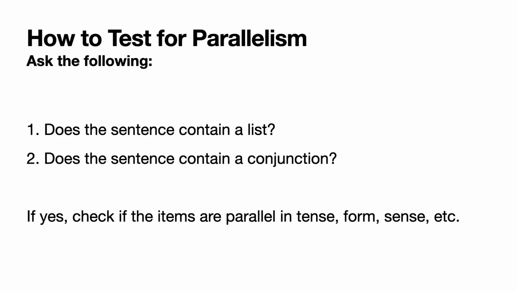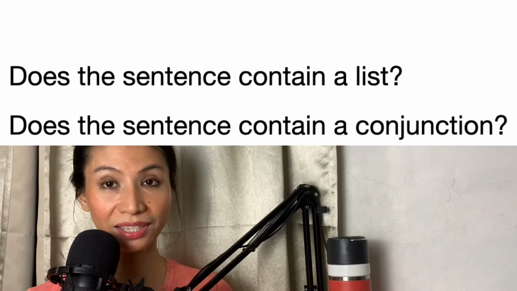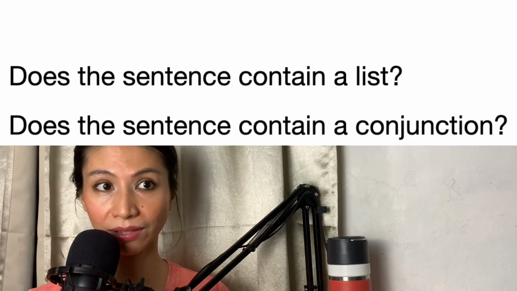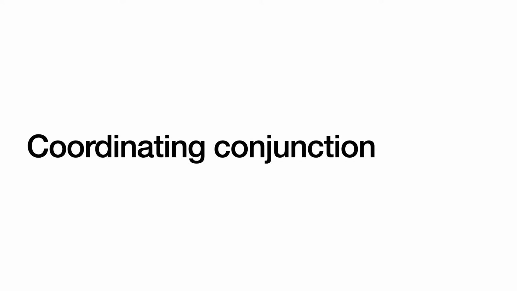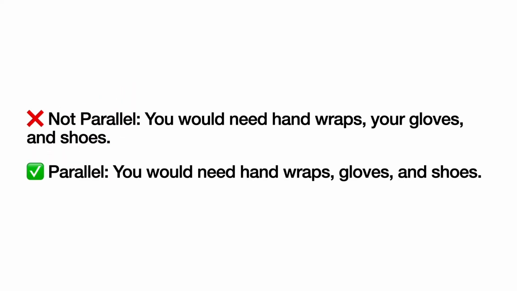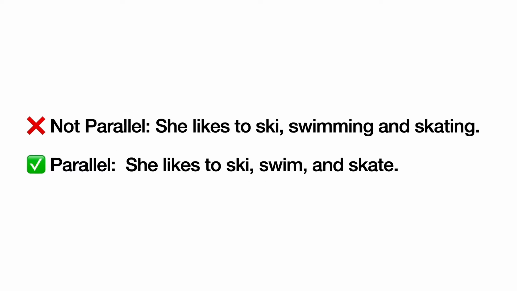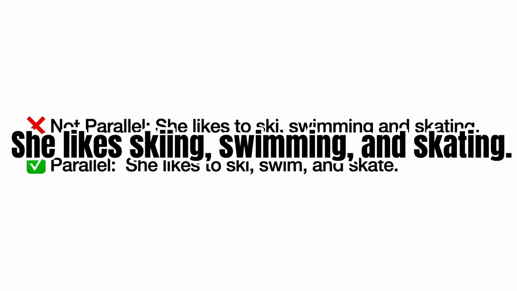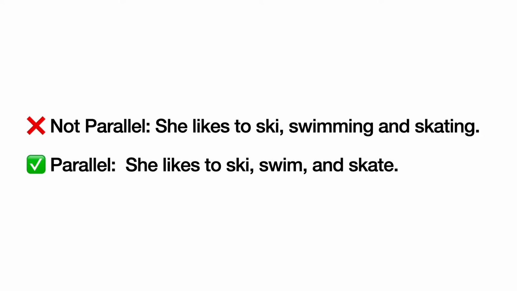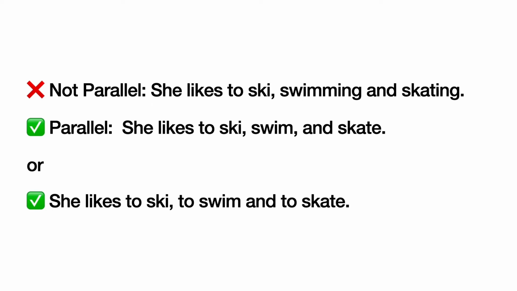How do you know if a sentence needs to be checked for parallelism? First, ask yourself, does the sentence contain a list? Does it contain a conjunction? If it does, then check the tense, form, and sense of the sentence. Here's a sentence that contains a coordinating conjunction. Something is not right here. It's better to say you need hand wraps, gloves, and shoes. You can either say she likes skiing, swimming, and skating, or she likes to ski, to swim, and to skate.